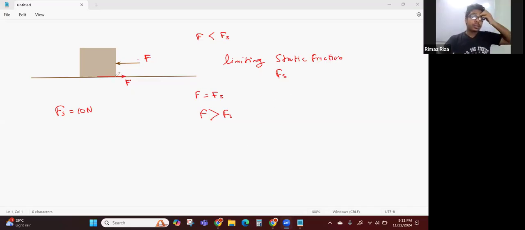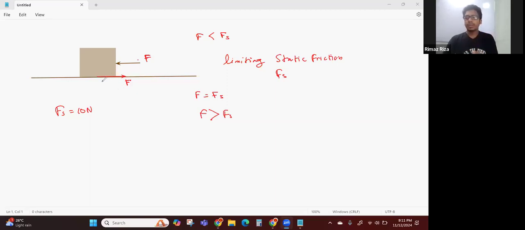So let's say we have an object placed on a rough surface, and when we apply no force, when the applied force is zero, the friction will be zero, right? And when we increase this force gradually, the friction also increases. And also we know the friction is equal and opposite to the applied force. And we know there is a maximum value between the contact if we consider two objects.